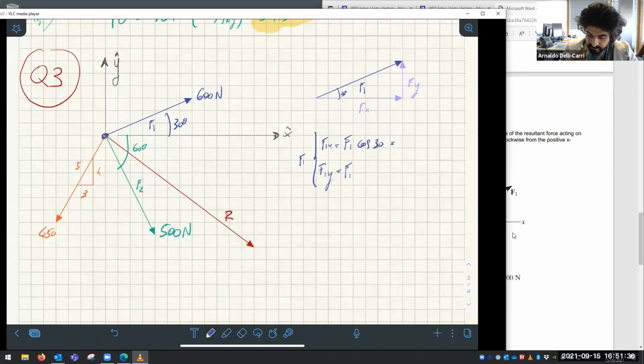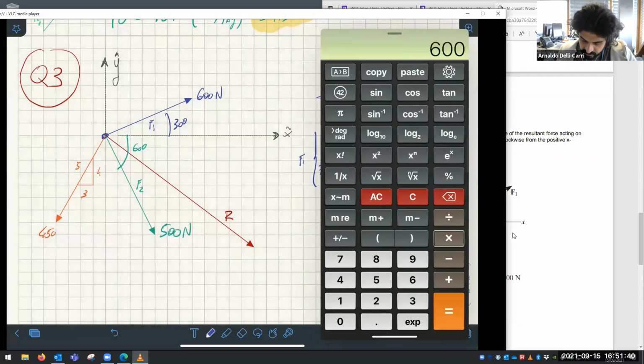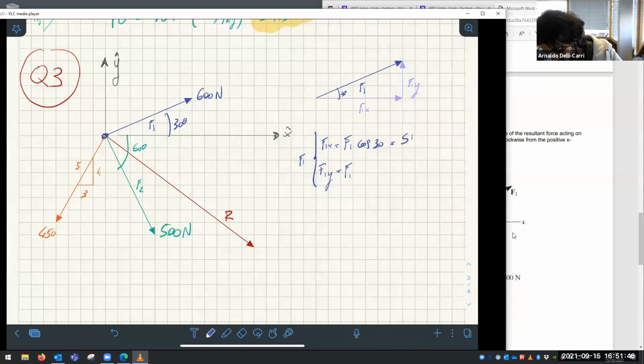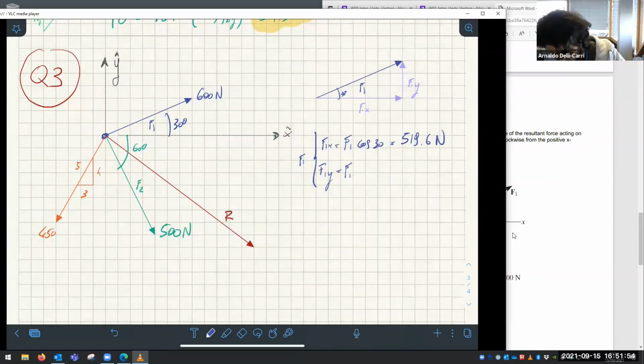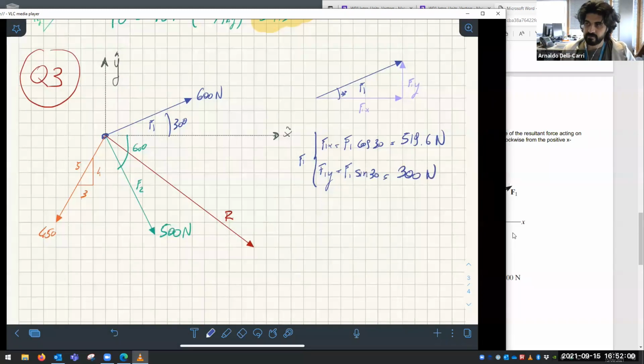That's equal to 600 times the cosine of 30, 519.6 newtons. And F1y is, of course, sine of 30. That's just 300 newtons. Okay, so F1 is done.